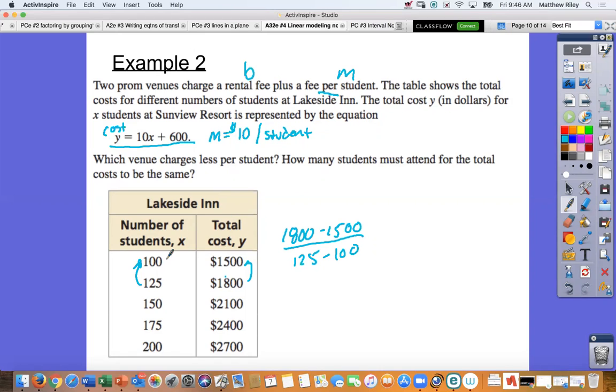Remember, if this is my x and this is my y, these are really nothing more than ordered pairs. So you just find the slope, difference of the y's over difference of the x's. So I've got 300 over 25, which is 12. But again, what does that mean? If you write this out, it's the difference of y's, or the cost for every student.